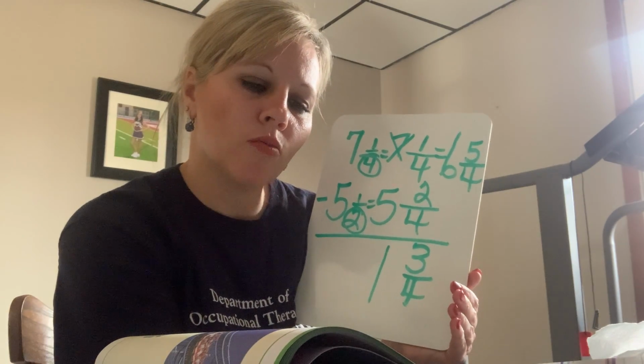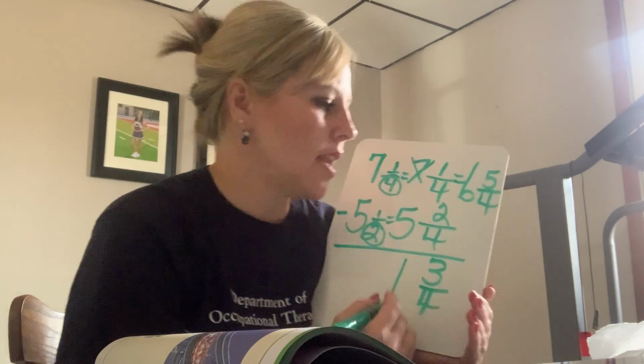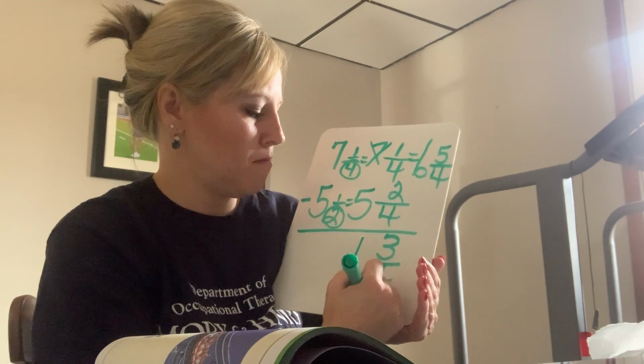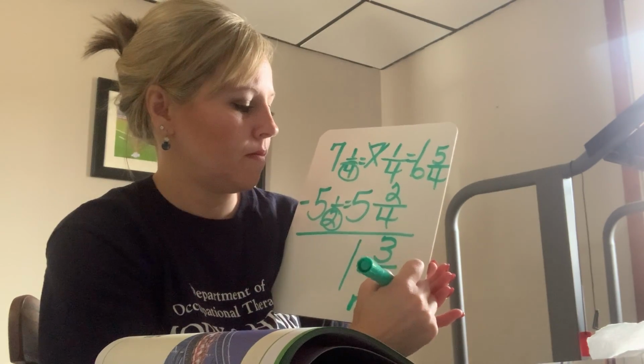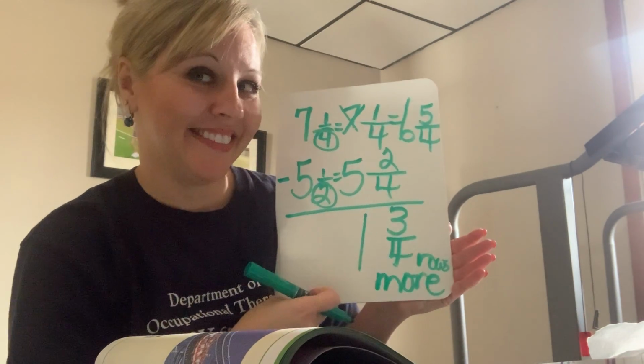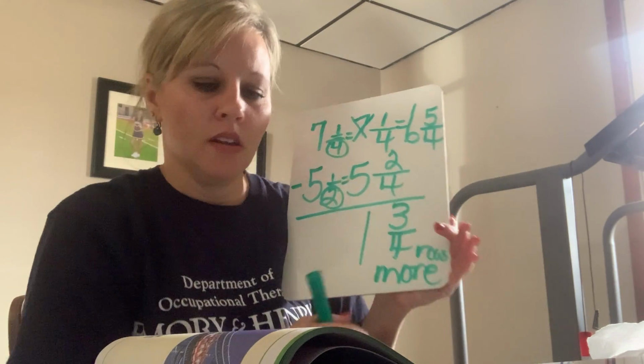So how many more rows were filled on the third train? 1 3/4 more rows. More rows. Okay? All right. Did you guys get that?